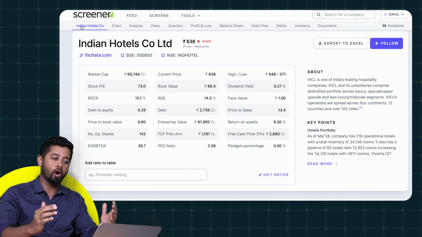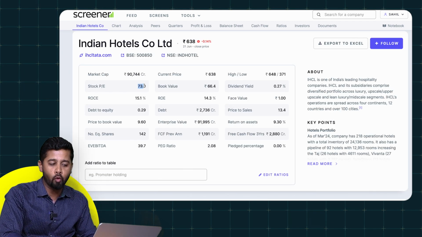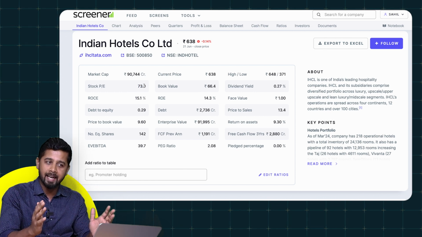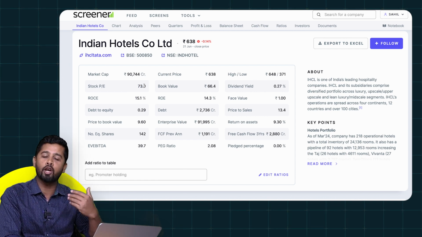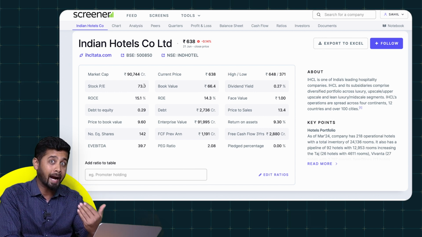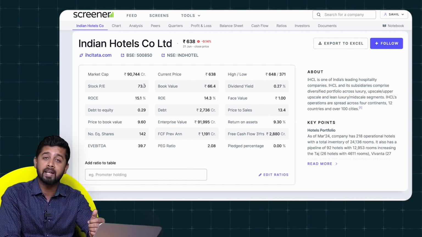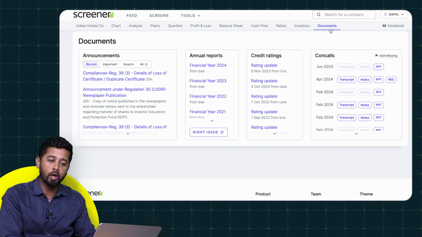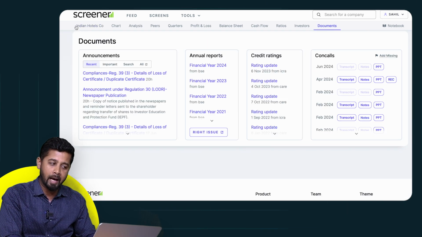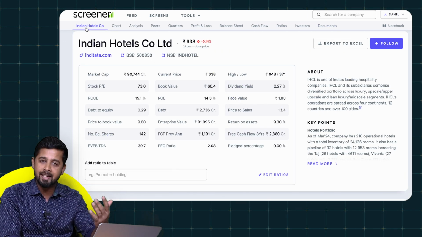And based on that, you've got to decide what is the right PE you want to pay. So it's not that easy. Like I said, you have to have a good understanding of the cycle. You have to have a good idea of what is the growth expected in the coming quarters. And for that, you can always refer to the transcripts where the management interacts with the analysts and gives a guidance.